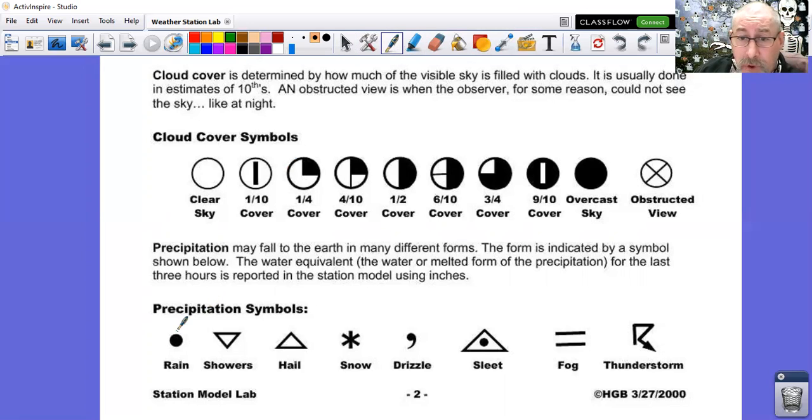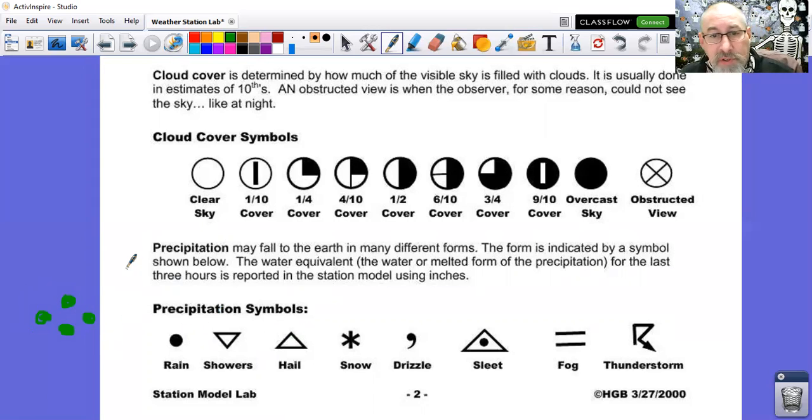So we have rain. That's our symbol for rain. If we put two of them, like so, now we have moderate. So this would be light rain. This would be moderate rain. And then if you have 4, that is heavy rain. I don't think we have to worry about those as far as today's assignment.